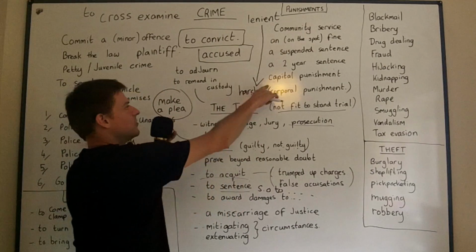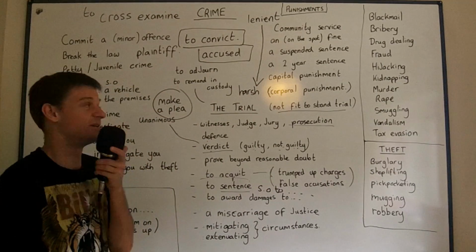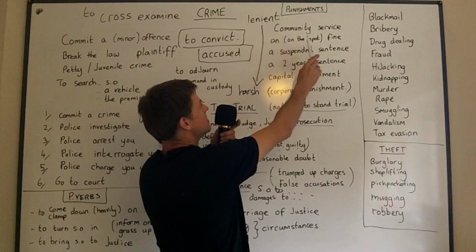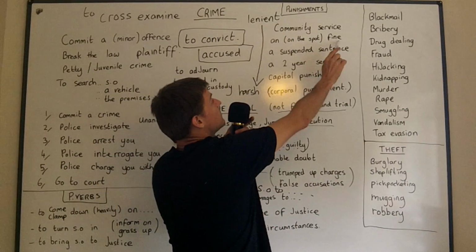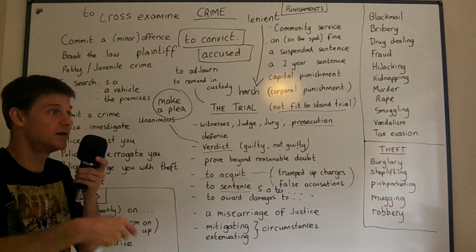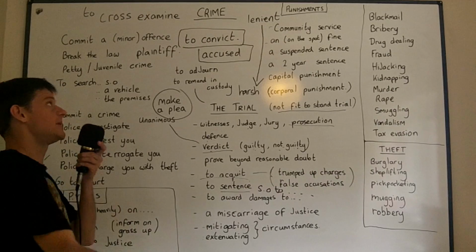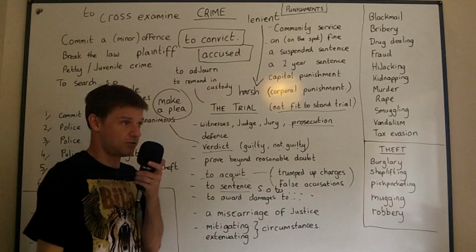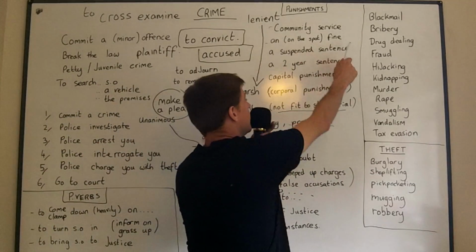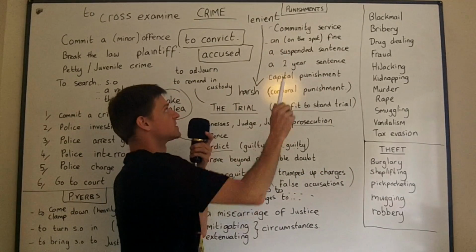A harsh punishment would be the death sentence. Capital punishment would be a very harsh punishment. So a lenient punishment would be community service, or an on-the-spot fine, also very lenient. On the spot just means there and then you get fined. So maybe you committed an offence on the road and the traffic police stop you and they give you an on-the-spot fine, so you don't go to court.